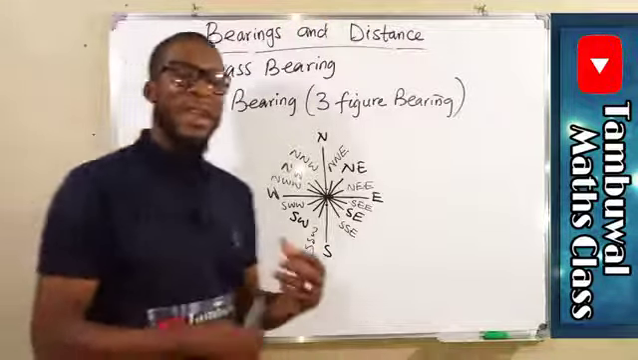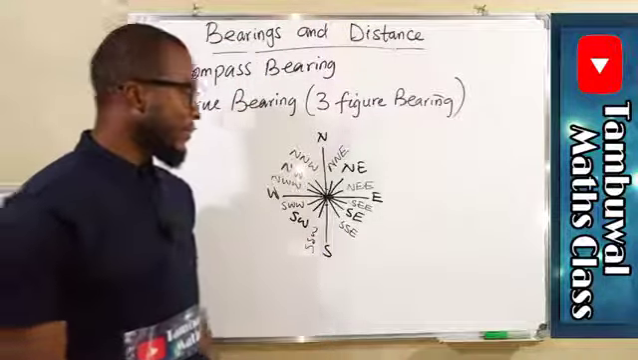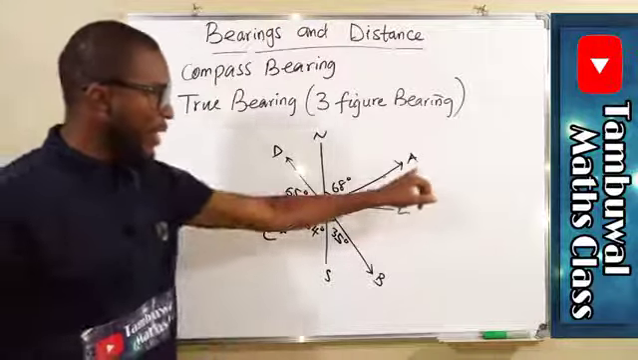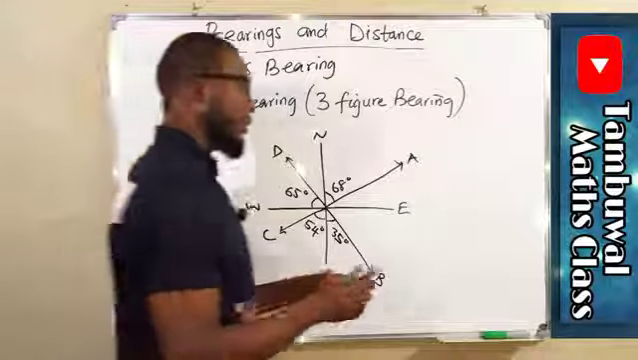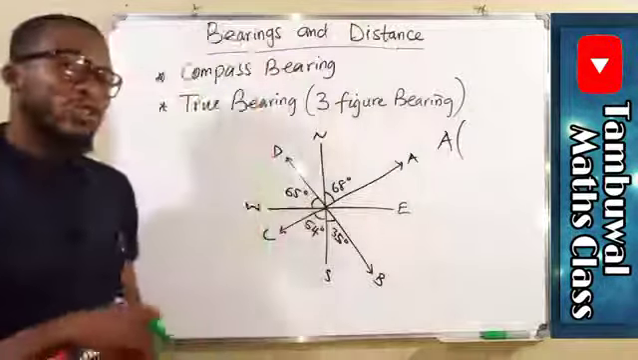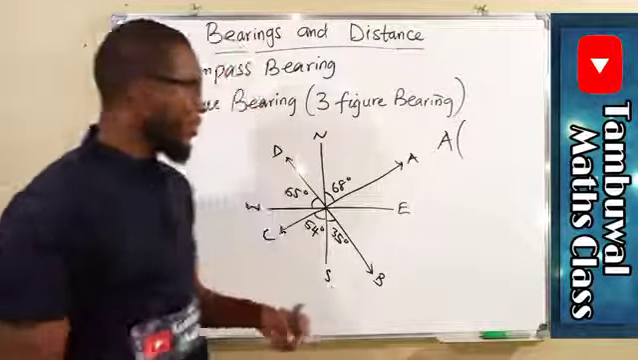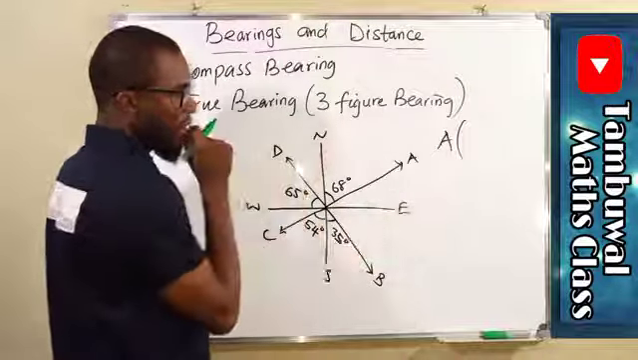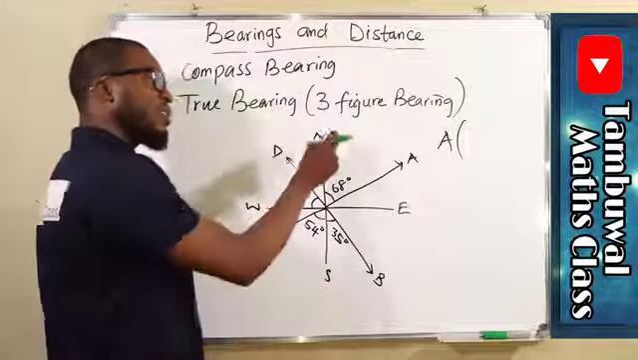Okay, let's see how we can name some directions in compass bearing. So here we have 4 directions that we want to describe. We have A, B, C, and D. Let's start with A. Remember I told you every direction is measured either from the north or from the south. So you can see this A is in between east and the north. And it is very close to the north than south. So we have to consider the north.